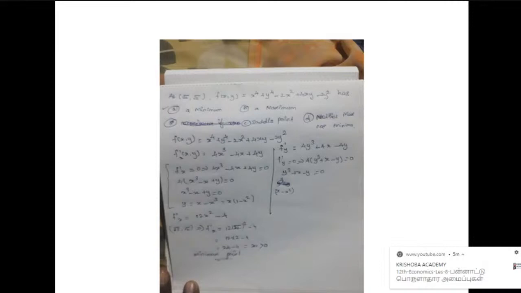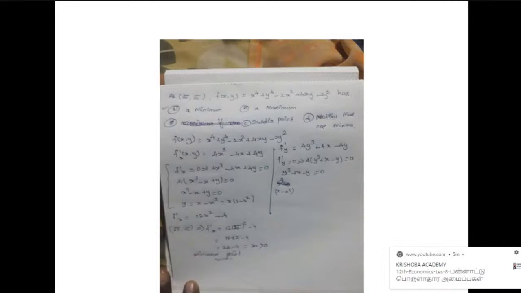While differentiating with respect to y, this term is 0. So 4x cube minus 4x plus 4y. After that, I equate this. Then I again differentiate, f double dash of x is 12x square minus 4.